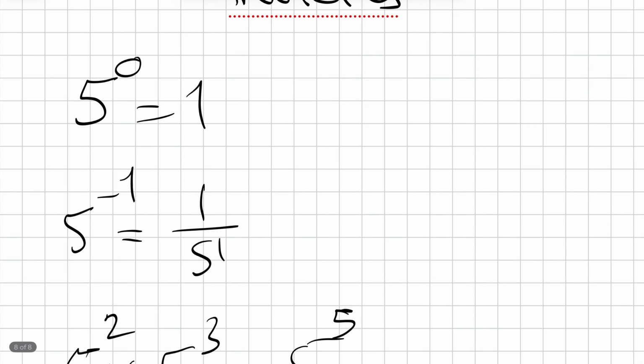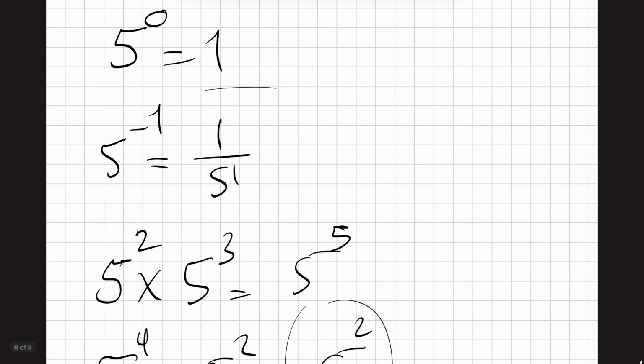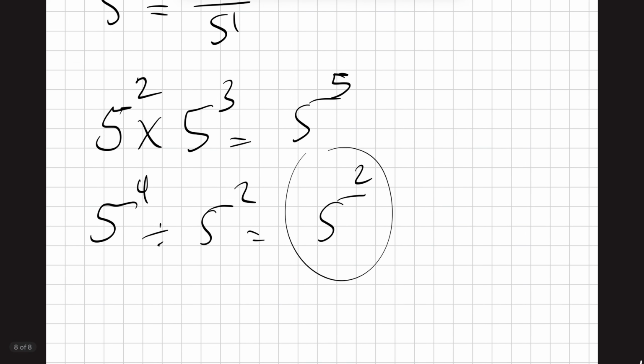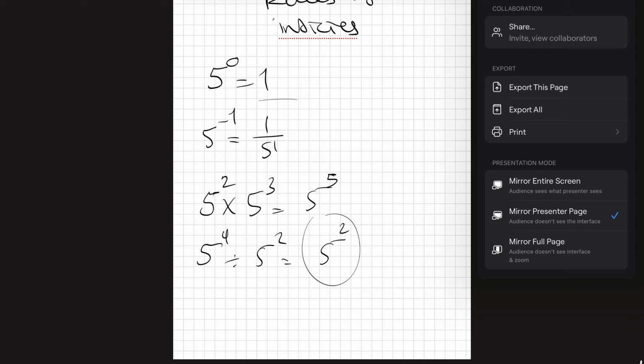Remember that. Rules of indices: 5 power 0 means 1. 5 power minus 1 is going to be 1 over 5. 5 squared times 5 cubed is going to be 5 to the 5. 5 to the 4 divided by 5 squared is going to be 5 squared, because we subtract the powers in division, and we add the powers in multiplication.